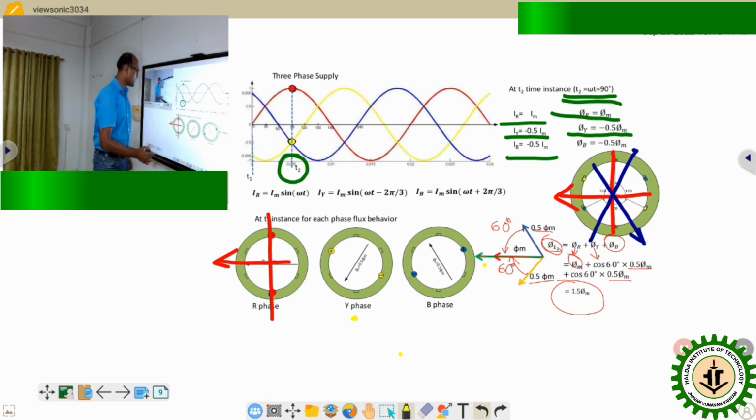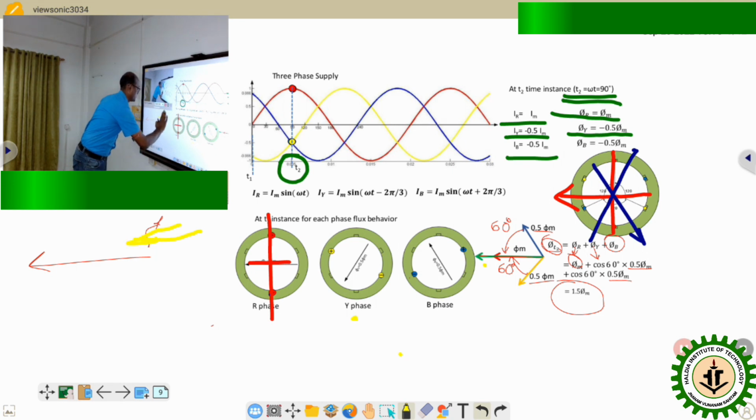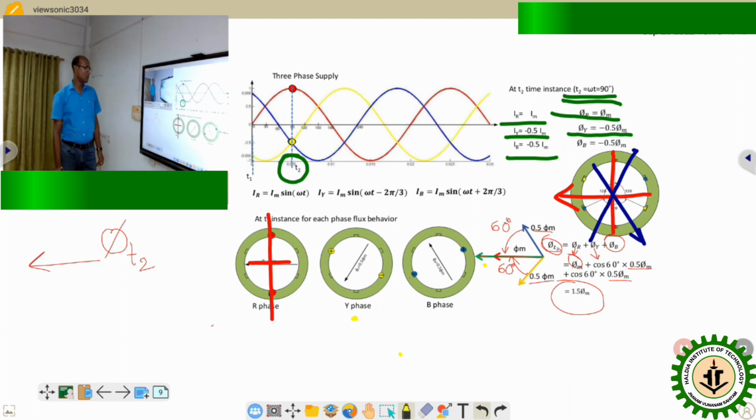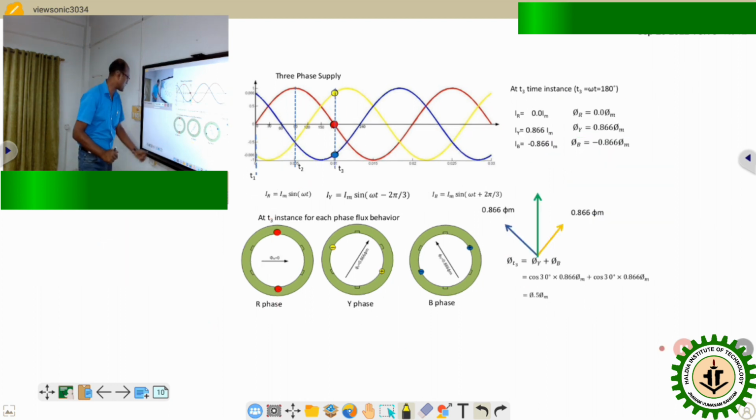In this case we got the resultant direction of flux, that is phi T2, towards that direction. That means the magnitude remains the same, whereas the direction changes for the T2 time instant. Now, if we go for the next time instant, what is happening here?